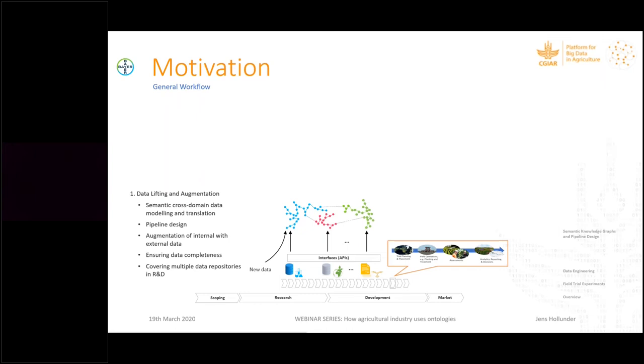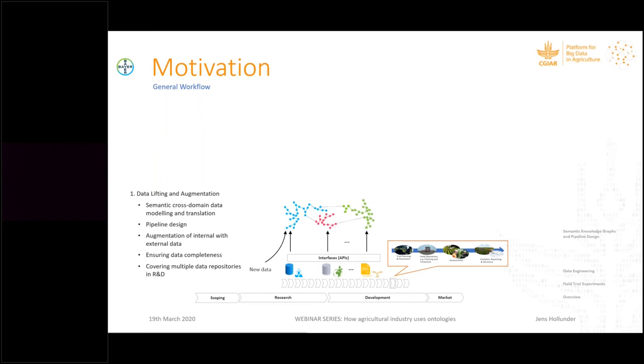So in the pipeline, our first step is the data lifting and augmentation, where the data is harmonized and mapped against a cross-domain data model to build a knowledge graph. And in this way, the data will be completed, corrected, and enriched using internal and external data, resulting in different knowledge representation and different technologies. And we are also using the ontology platform Erick mentioned.